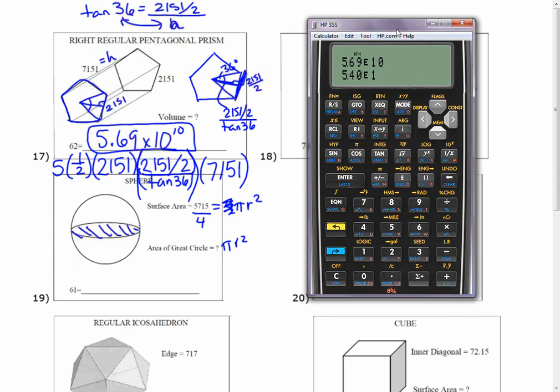So this is a quick one, 7515, enter, 4, divide. And we get an answer of 1.43 times 10 to the third. We'll move that decimal over 3 times, and that would be the area.